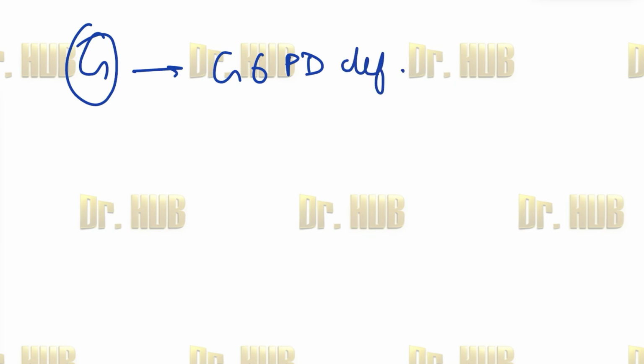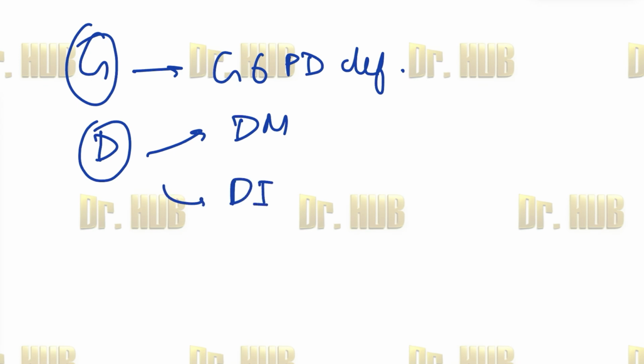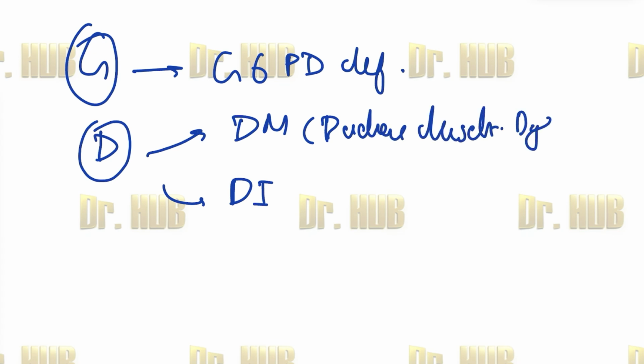Next, we look at the girls. G is for G6PD deficiency. Next, we move on to the D. The D stands for Duchenne muscular dystrophy as well as diabetes insipidus. So D for Duchenne muscular dystrophy, and DI stands for diabetes insipidus. So D is for don't.